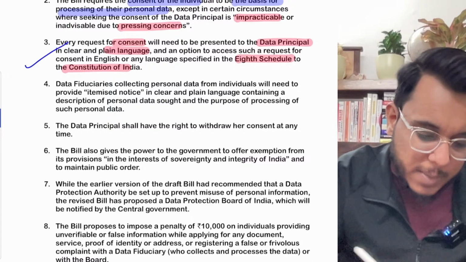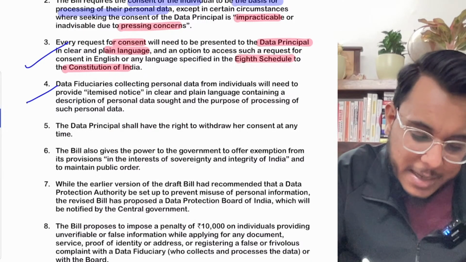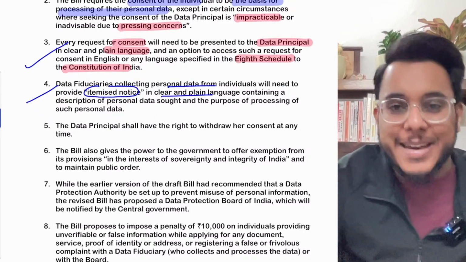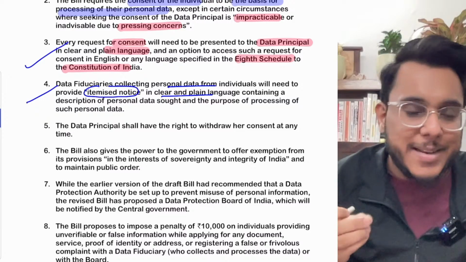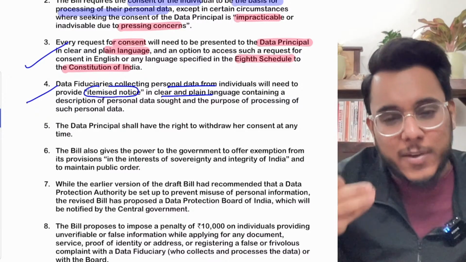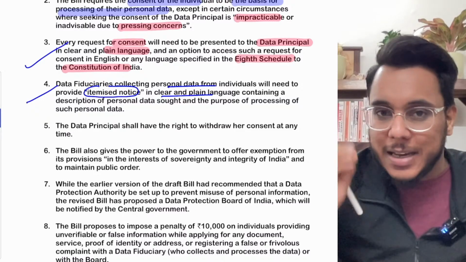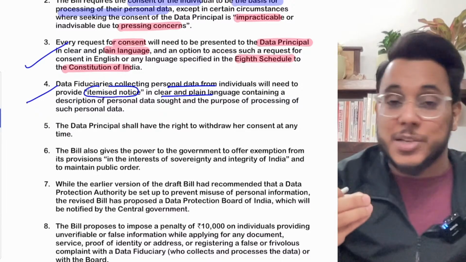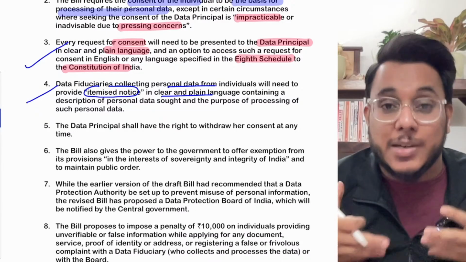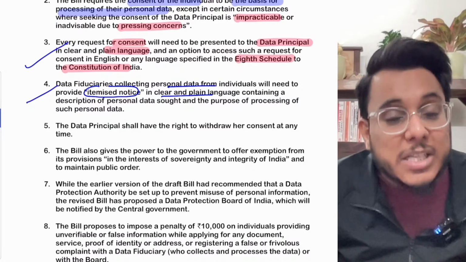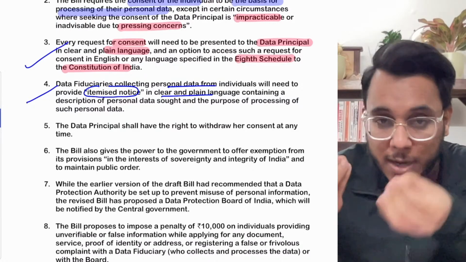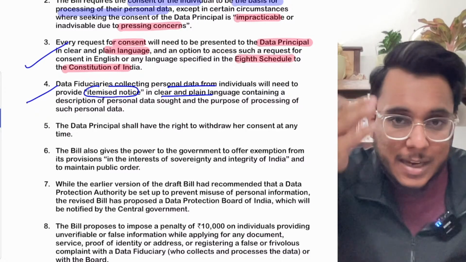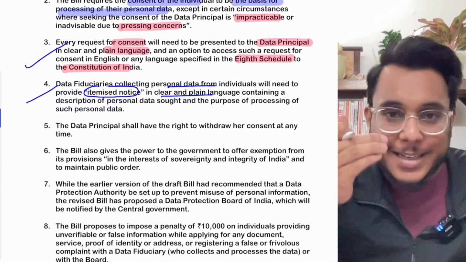Then the next thing that is provided: data fiduciaries, while collecting personal data, need to provide an itemized notice in clear and plain language. Itemized notice, what does it mean? It means they need to tell you that five types of information are going to be collected. For example, we'll collect your phone number, your date of birth, your father's name. They should not be vague, saying we'll collect information. Collecting information can mean many types of information, even your financial information can come in under just the word information. So an itemized notice, stating exactly how many types of information are being collected, is to be provided.